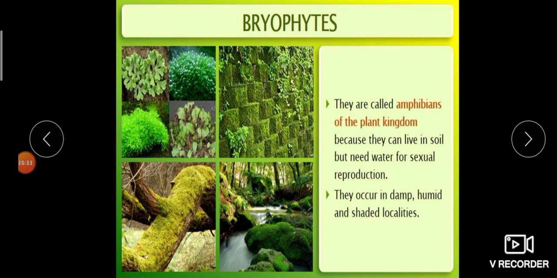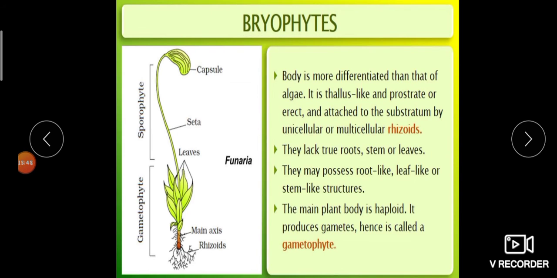So bryophytes we can call the amphibians of the plant kingdom, and they live in soil and require water for their sexual reproduction. They occur in habitats like damp, humid and shaded localities. The body is more differentiated than the algae, and it has root-like, leaf-like and stem-like structures. The root-like structures are called rhizoids. Rhizoids can be unicellular or multicellular, which help in the attachment of the plant body to the substratum.